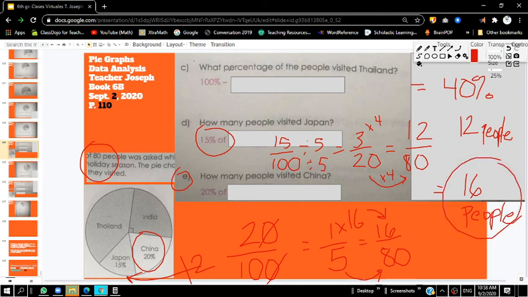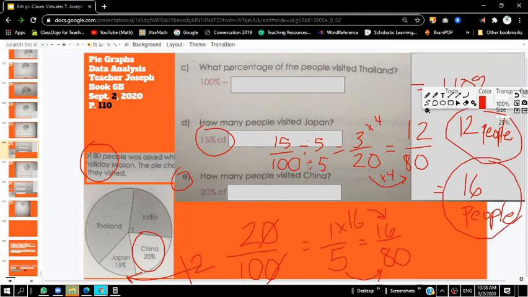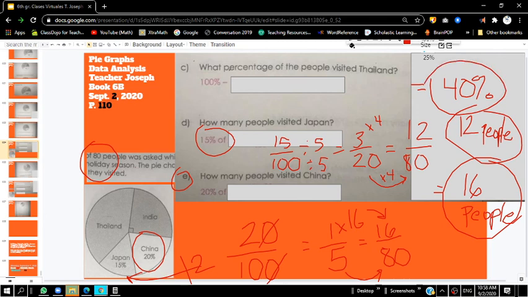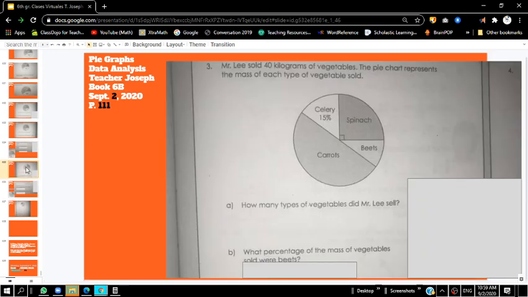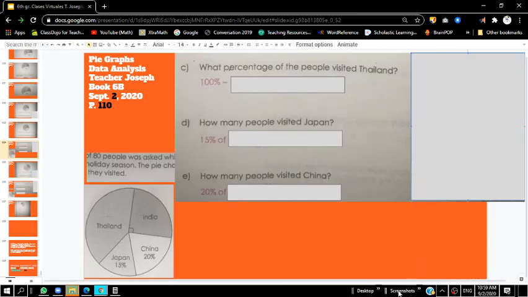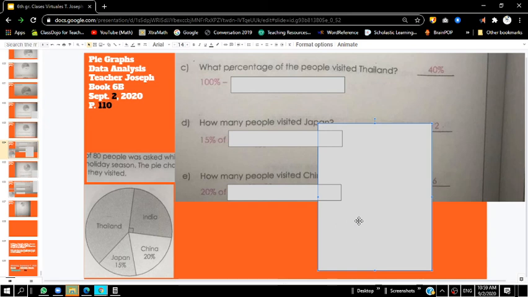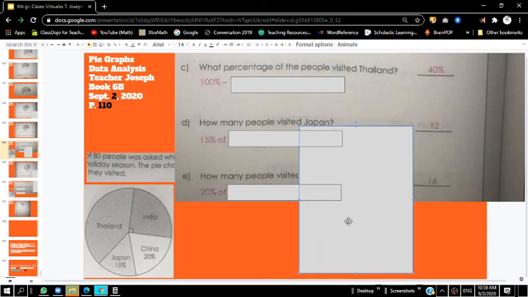Okay? Boys and girls, check your answers to make sure that they're correct. That you have all those answers that are on the screen. 40%, 12 people, and 16 people. Let me show you the answers again on the screen. All right, so we have 40%, 12 people, and 16 people.